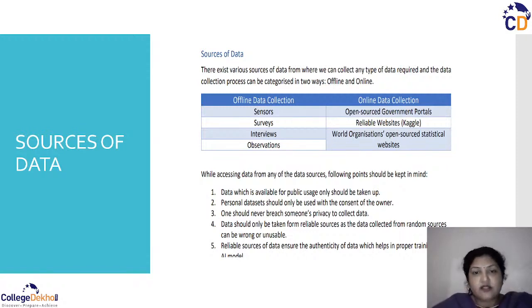sources. Next thing is reliable sources of data ensure the authenticity of data, which helps in proper training of the AI model. If you are taking a data set which is unreliable and you are training the model with such kind of data, is your machine going to predict the correct output? No. Why? Because first of all, it is not a reliable source. Maybe it is not relevant. So there are a number of points that need to be taken while you are using or downloading the data, right?